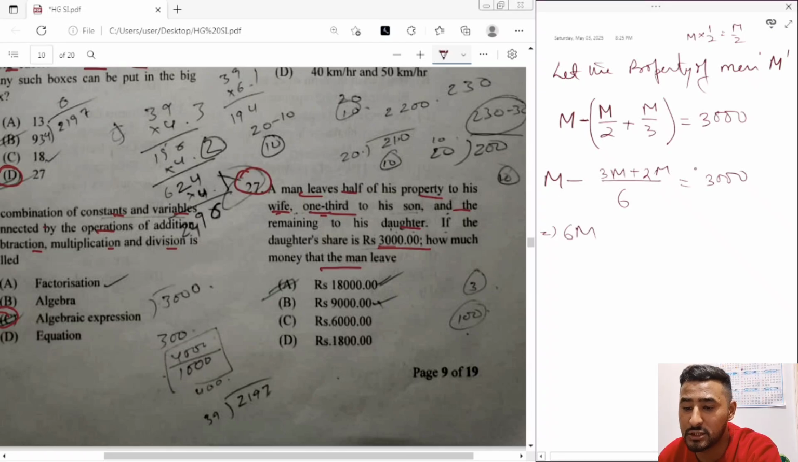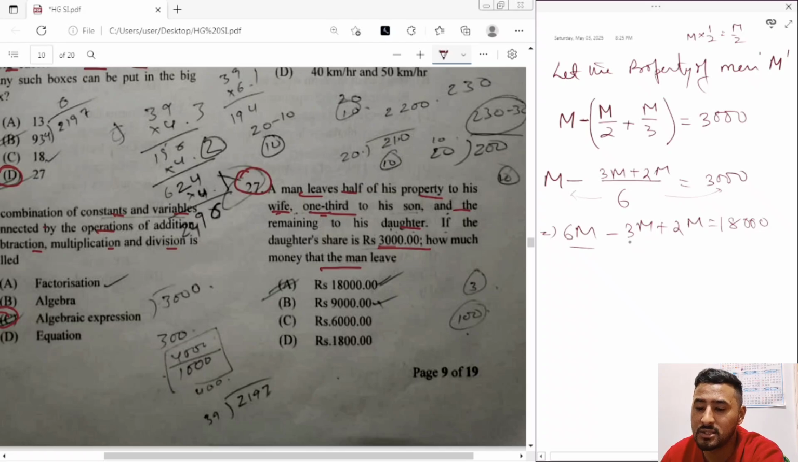If you multiply this one, there will be no denominator of 6. Minus 3m plus 2m equal to 6. Once you multiply here, you should multiply here also. 6 into 3,000 will be how much? 6 into 3 is 18. So this will come around 18,000.